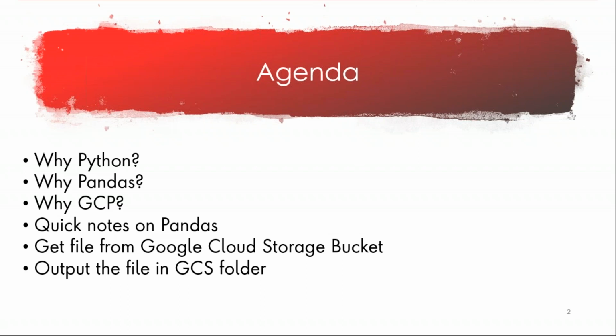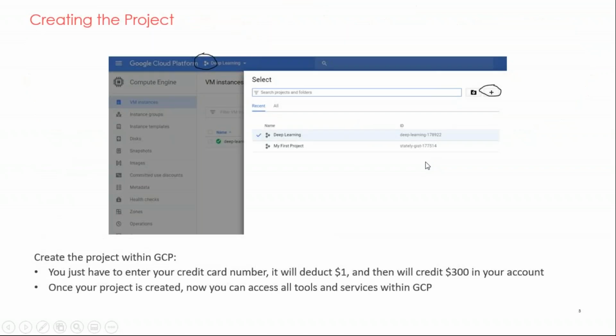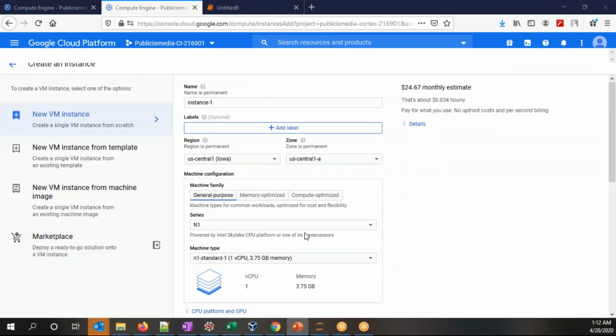So without further discussion or putting any time anywhere else, let's start with creating a virtual machine on GCP, Google Cloud Platform. One of the prerequisites of the workshop was that you would be having a project within GCP. So whenever you create a project within GCP, you can enter your own credit card details.